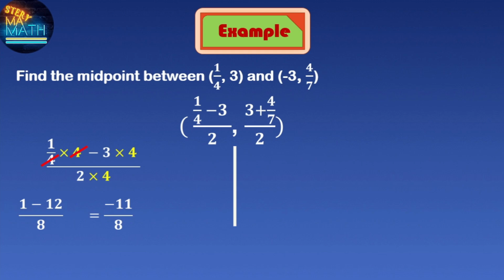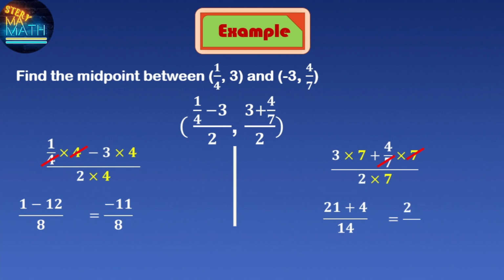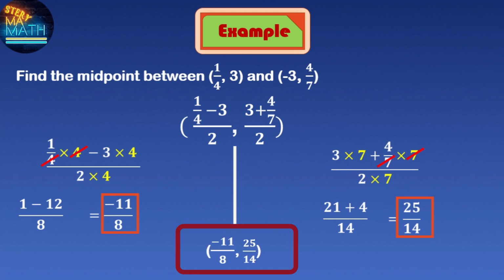I mean that we will multiply by 7. So 3 times 7 plus 4 over 7 times 7 divided by 2. And we can cross out 7 and 7. So it will be 3 times 7, which is 21, plus 4 divided by 2 times 7, which is 14. So the answer will be 25 divided by 14. So the midpoint is negative 11 over 8 and 25 over 14.